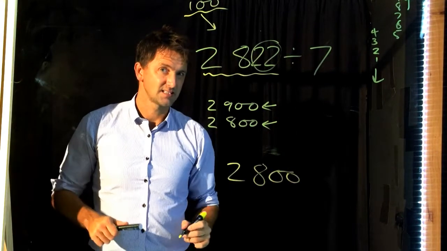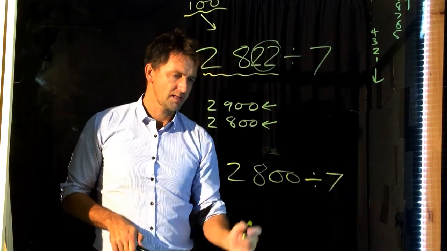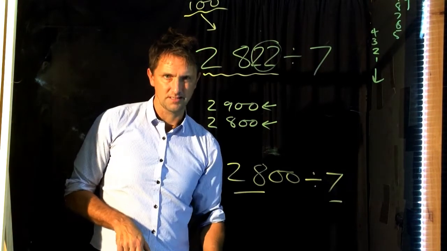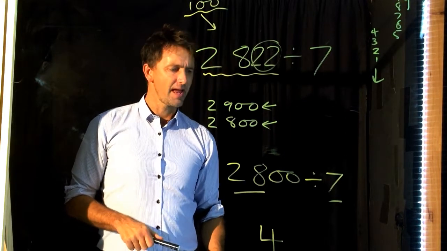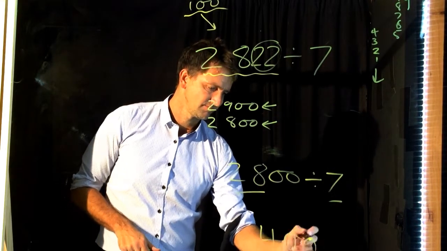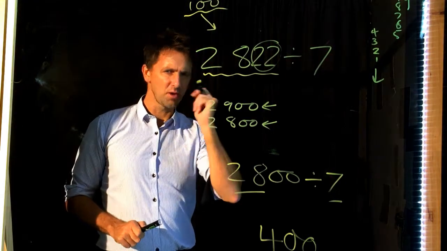So that's a much easier sum. 2,800 divided by 7, well, that's just 28 divided by 7, isn't it? Which equals 4, and then add those zeros. 400. Okay, let's have a go with you helping me.